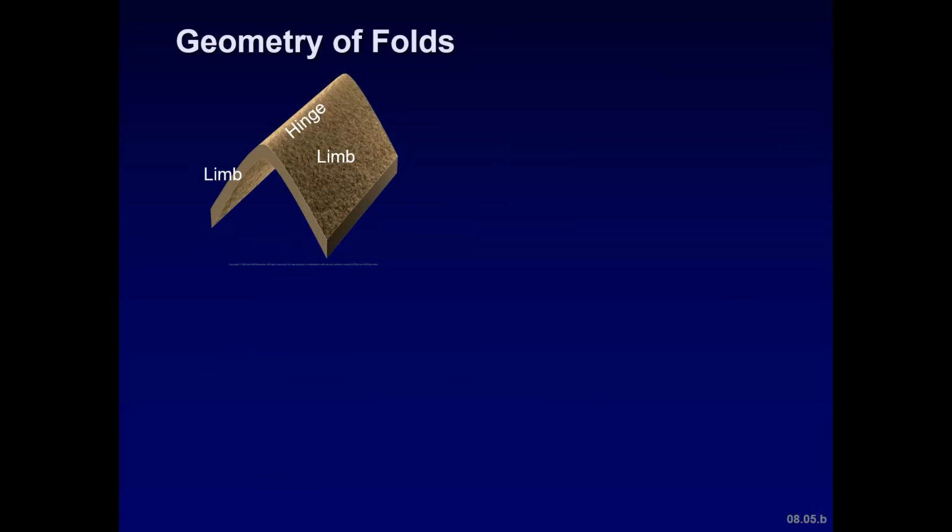We can think about as well the geometry of folds. There's a way of describing these. This is all just a vocabulary that's used to standardize communication in geology so that most everyone knows what everyone's talking about when they describe something in a landscape. All right, so we have a hinge. That's where the fold is most sharply curved. And then we have a limb on one side and a limb on the other side of the fold. Those are planar or less curved parts of the fold.